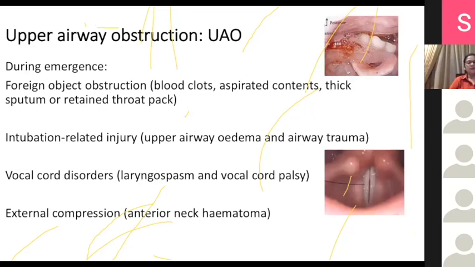So coming to upper airway obstruction, I'm just going to touch a few things on theory. During emergence, we know that lots of things can happen, like foreign body obstruction, which can be blood clots, aspirated contents, thick sputum, or retained throat pack. There could be intubation-related injuries like upper airway edema and airway trauma. There can be causes like vocal cord disorders like laryngospasm and vocal cord palsy. And also external compression, which is not uncommon, anterior neck hematoma, especially after thyroid surgery.